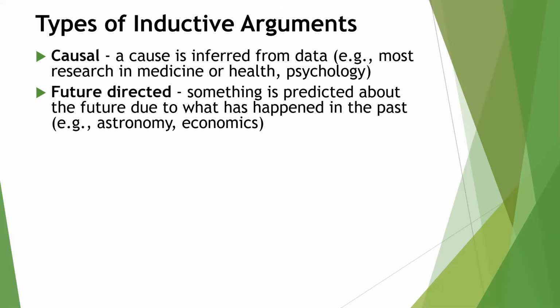Arguments that are future-directed are typically inductive arguments. So something is predicted about the future due to what's happened in the past. So we do this with astronomy and economics. Yes, even astronomy, where we're really confident about, for example, when the next solar eclipse is going to be, it is still a future-directed argument, and as such falls under the category of an inductive argument. It's possible that some major insane catastrophe occurs that would change that timing.